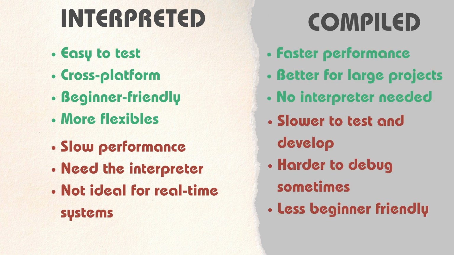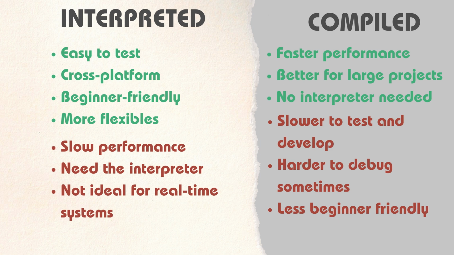On the other hand, the compiled language is faster in performance because once compiled, the code is turned into machine code and runs super fast. It is better for large projects because often it is used for apps that need high performance and efficiency, and there is no interpreter needed at runtime. It is also slower to test and develop because you have to recompile the whole program after every change before running it. It is harder to debug. Sometimes errors might not show up until compile time or might be harder to trace, and it is less beginner friendly because of more setup, stricter rules, and often more complex syntax.